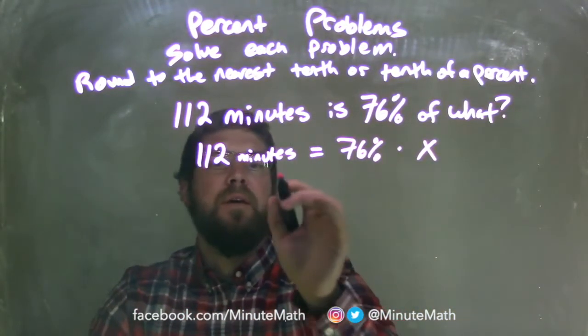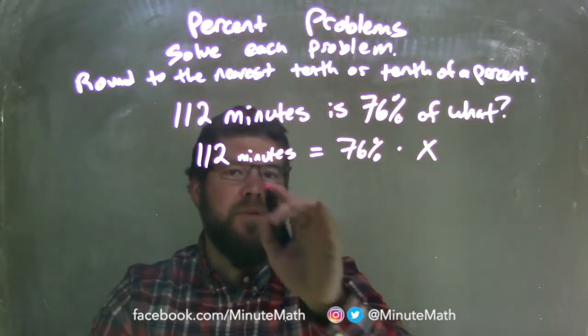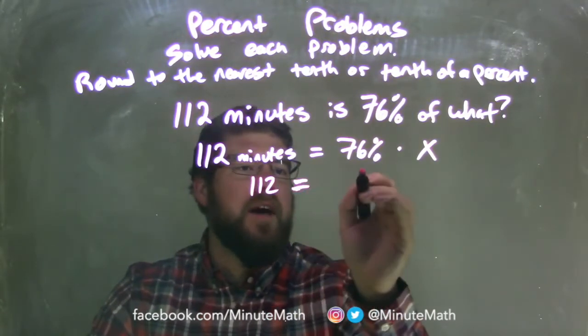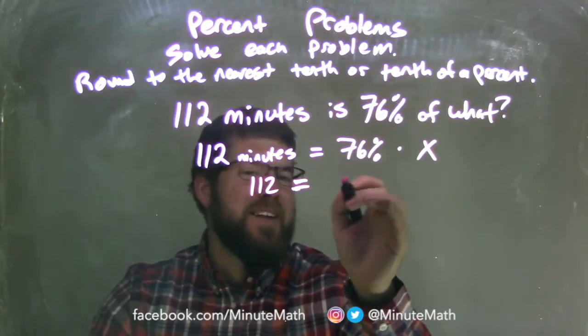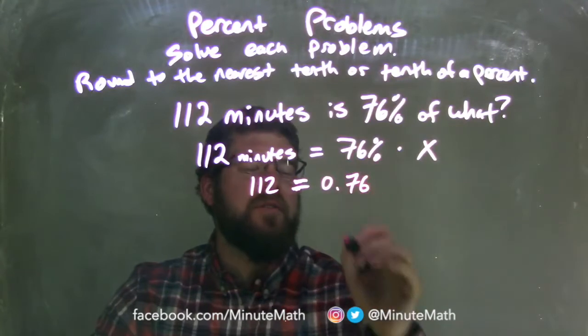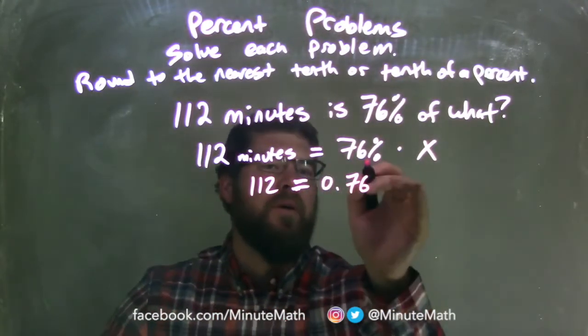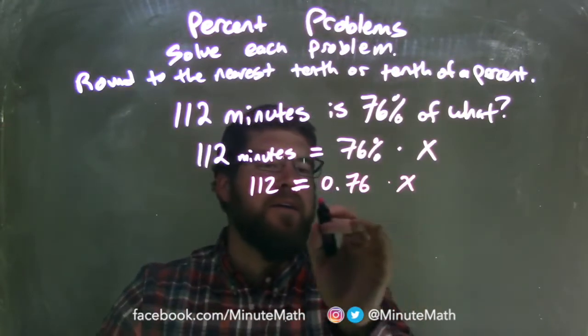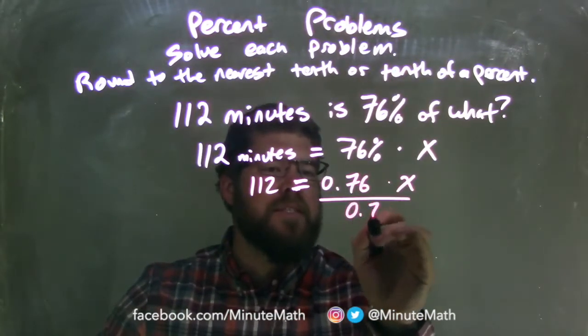So let me rewrite this with just the numbers here. We have 112 equals, now what's 76% as a decimal? We make it 0.76. We move the decimal place over 2 units to the left. That will be right there, times x. And now we need to divide both sides by 0.76.